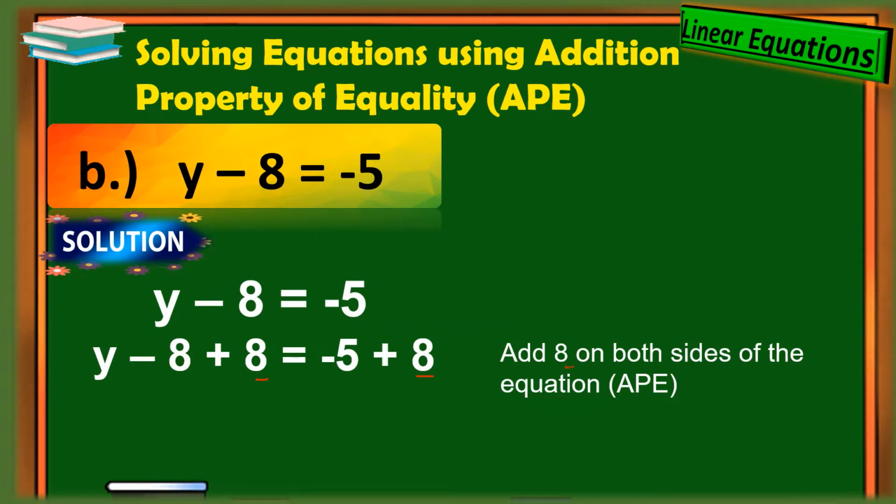Okay? O, anong mangyayari? So, nakita nyo, magkaiba na sila ng sign, di ba? Ito negative, yung isa ay positive. So, therefore, magiging ano na yan, 8 minus 8, that is 0. Okay? So, therefore, it will become y is equal to, anong mangyayari dito? Magkaiba ng sign. Ma-minus din, di ba? So, magiging 8 minus 5, that is, tingnan natin ang sagot, y is equal to positive 3 or 3.